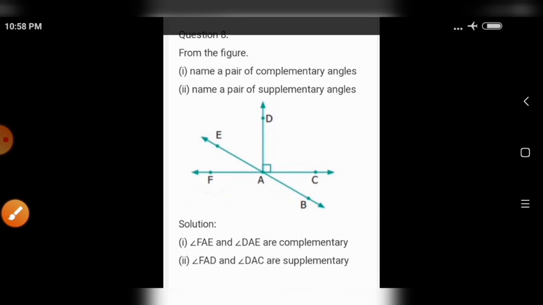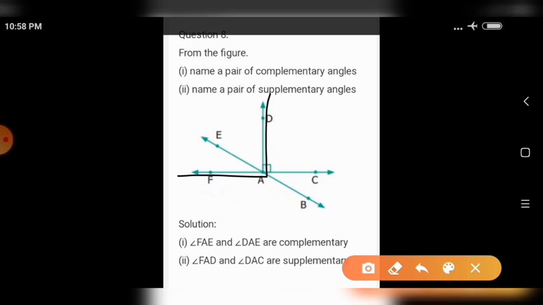Eighth sum. From the figure, name a pair of complementary angles. Name a pair of supplementary angles. Here complementary means 90 degree divided into two. These two angles are complementary angles. Supplementary angle means this angle and this angle, we get finally 180 degree.